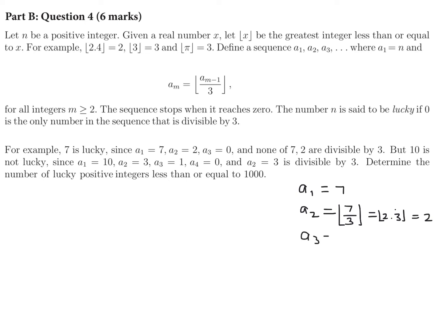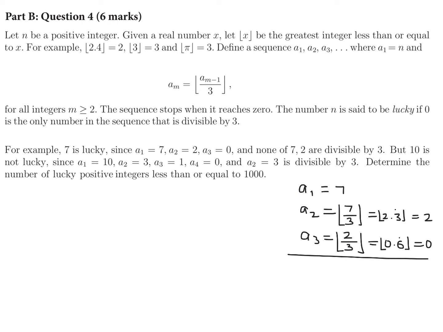Then to get a3, you do the same thing. You take the previous one, which is 2, divide by 3, and this is what, 0.6, and the greatest integer less than or equal to 0.6 is 0. So that's how they got a3 equal to 0. We can do it again. Now, before I do it again, let's explain why this is lucky or not lucky. It's lucky if 0 is the only number in the sequence that is divisible by 3. So what is the sequence? 7, 2, and 0. Of those numbers, the only one that's divisible by 3 is 0.